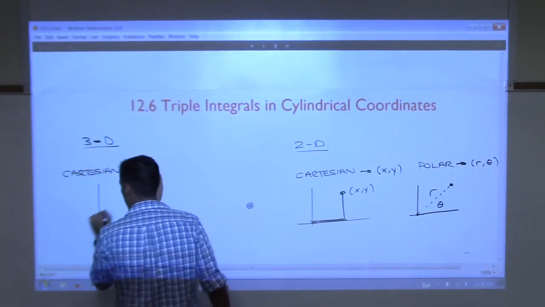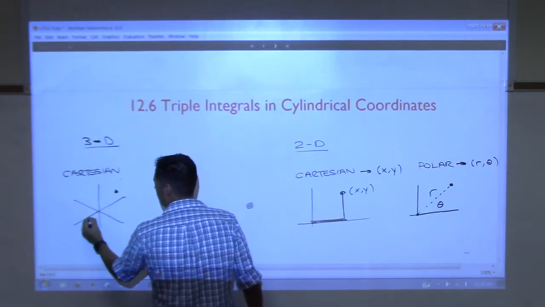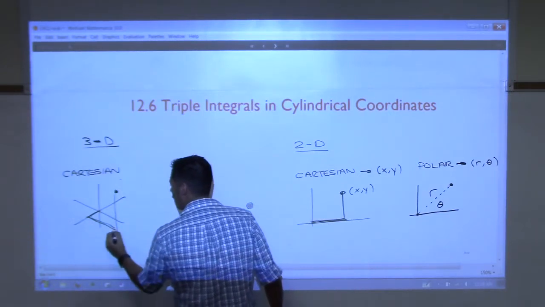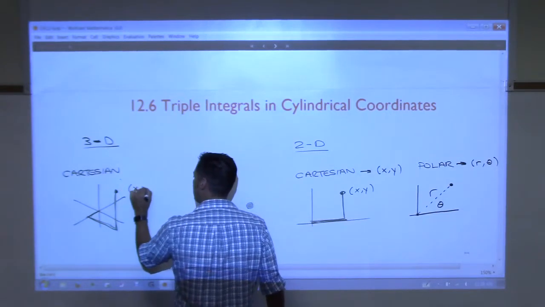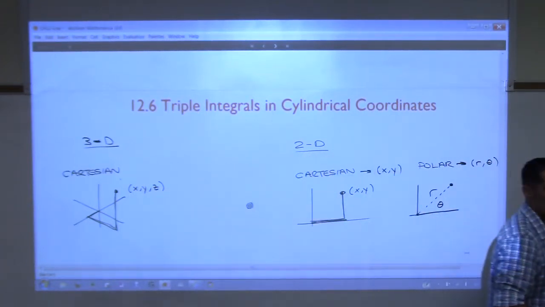Cartesian, you have a point out here. So you go out x, y, z, right? You have an x coordinate, a y coordinate, a z coordinate, x, y, z. So you need three pieces of information to get out to that point, right?